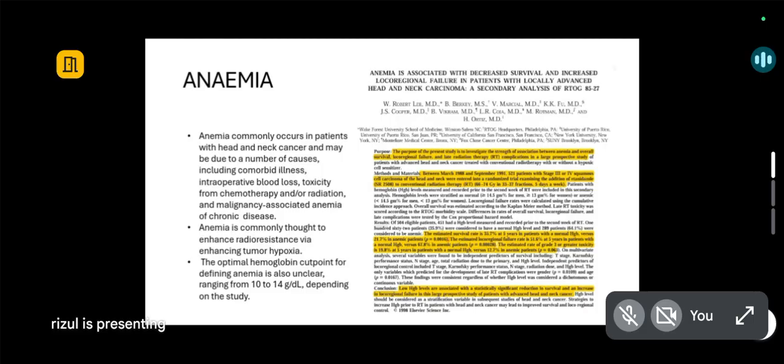It also shows that locoregional failure was 51.6% at 5 years in patients with normal hemoglobin versus 67.8% in anemic patients. So it clearly shows that survival is impacted, with higher chances of locoregional failure, if the patient is anemic.